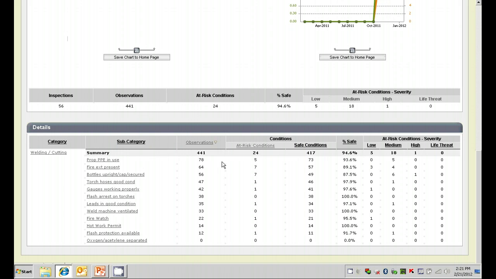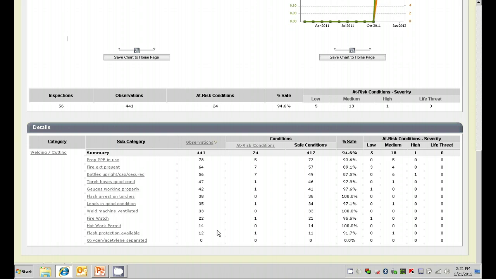In addition, it shows a quick ratio of what my people are looking at the most and the least. In this case, they're looking at PPE a lot more than anything else, right? And they haven't even looked at oxygen and acetylene separated. If these things that are not observed often are important to you, you can then give feedback to your observers to go out and look at it.